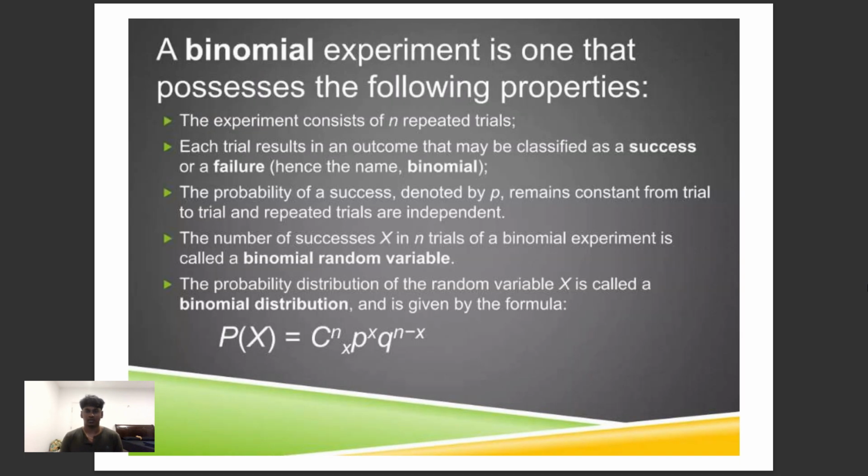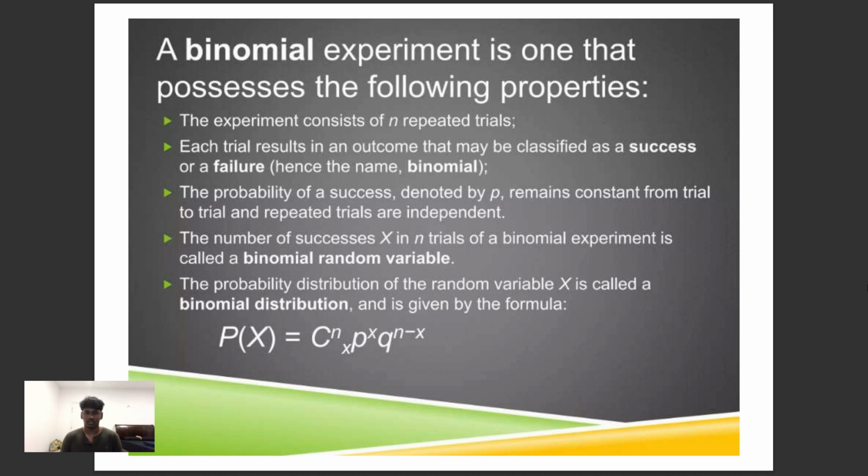A binomial experiment is one that possesses the following properties. The experiment consists of n repeated trials. Each trial results in an outcome that may be classified as a success or a failure, hence the name binomial. The probability of a success, denoted by p, remains constant from trial to trial, and repeated trials are independent.